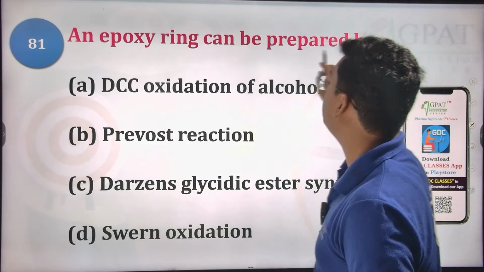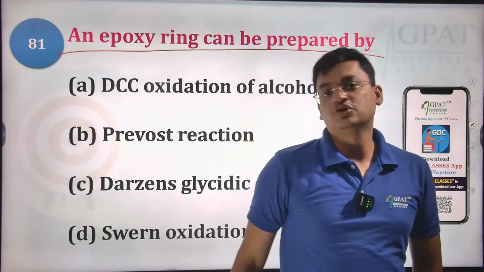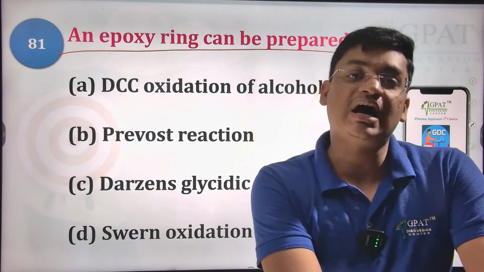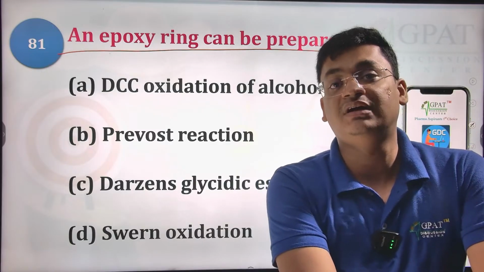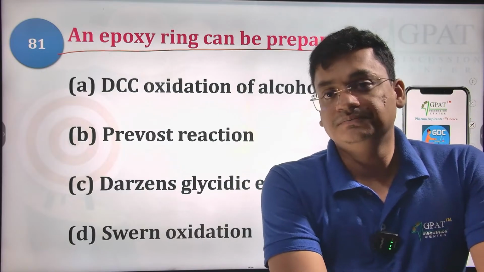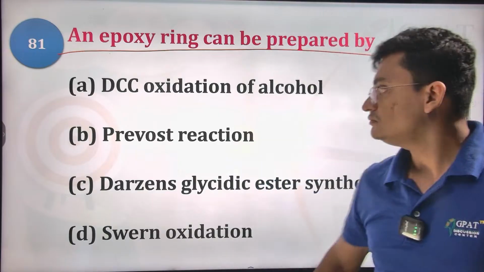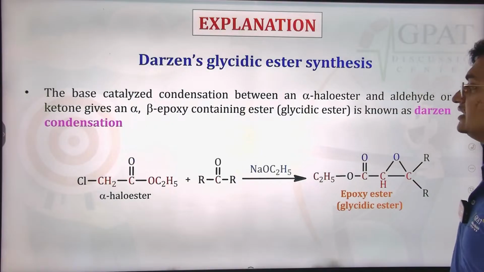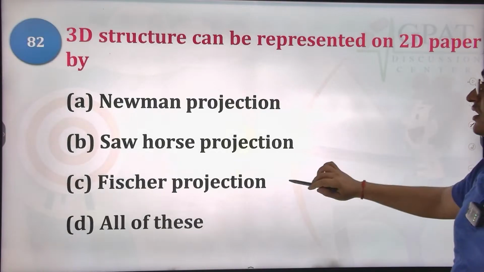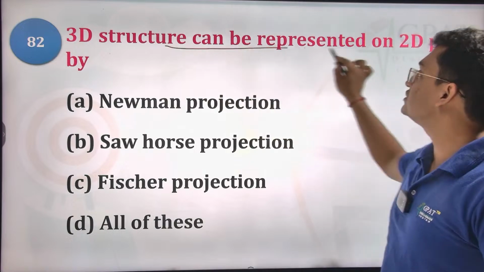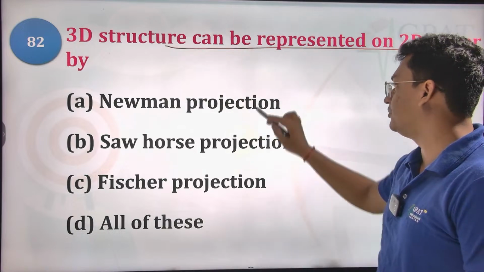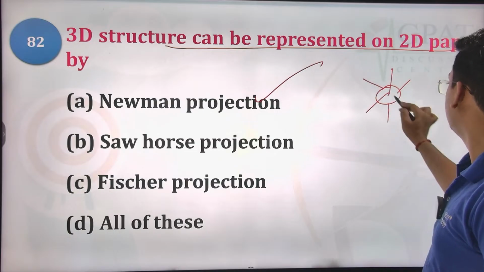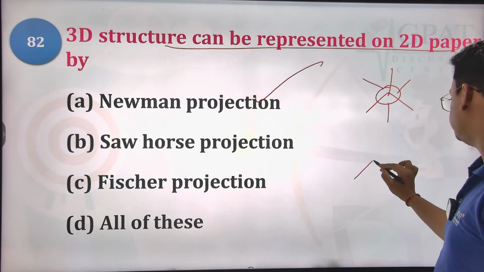An epoxy ring can be prepared when alpha haloesters react with carbonyl compounds, giving alpha beta epoxy esters. This is Darzens glycidic ester synthesis. 3D structures can be represented on 2D paper by Newman projection. All right, correct, it's all about the Newman projection. Sawhorse projection, okay.